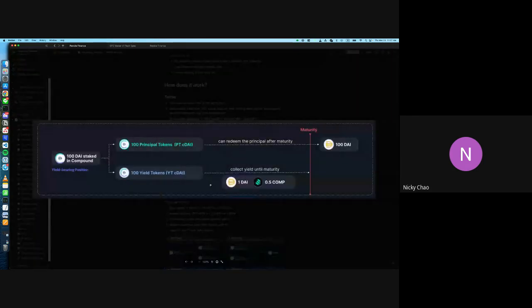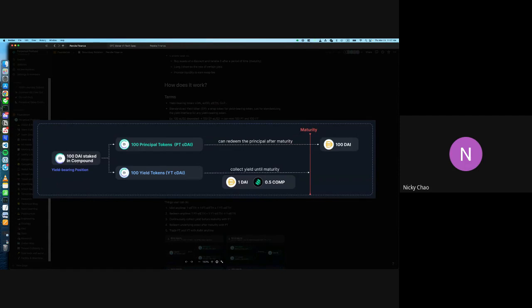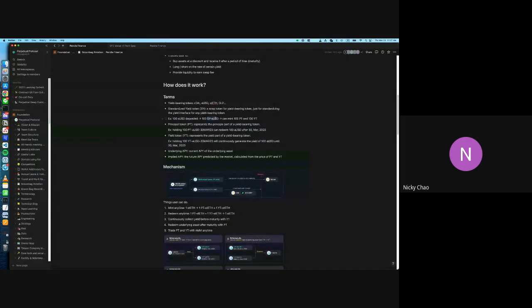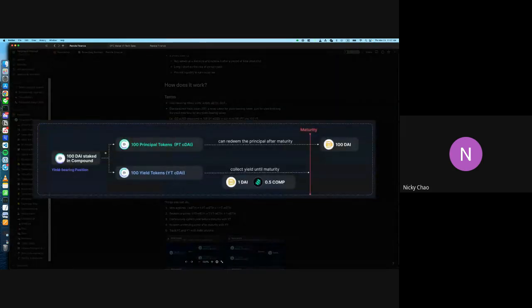Okay. So now I'll explain what is PT and YT. So if you deposit 100 C DAI, which is Compound DAI, into the platform, it will first be converted to SY C DAI, as we mentioned here. It will be converted to a SY token. And then with one SY token, you can actually mint one PT token and one YT token. So if you deposit 100 C DAI token, you will have 100 PT and 100 YT.